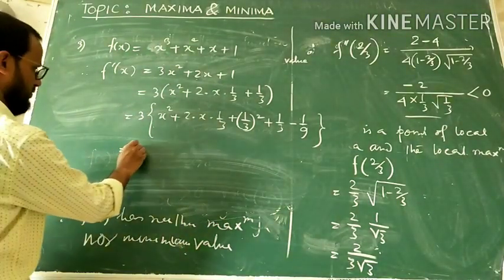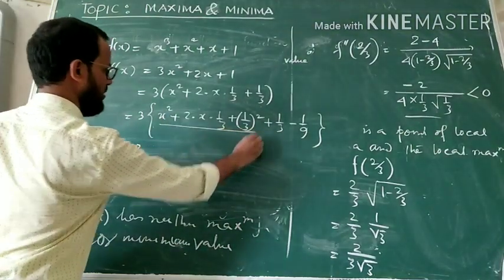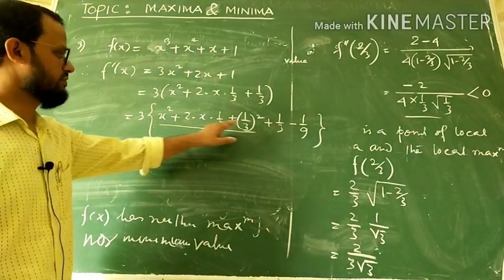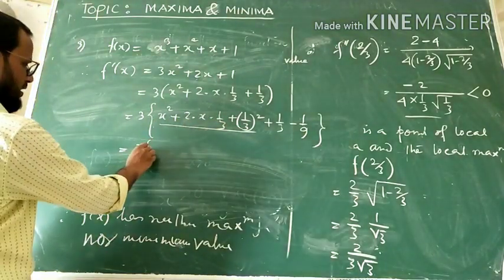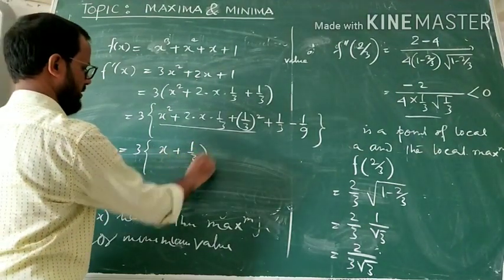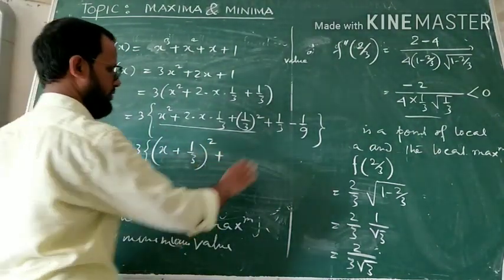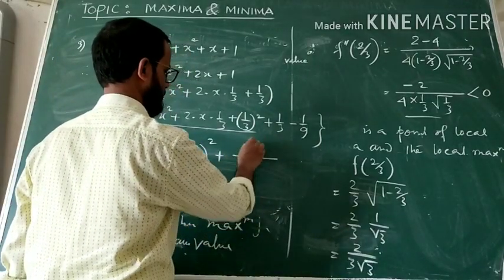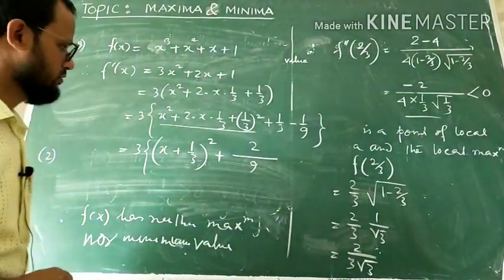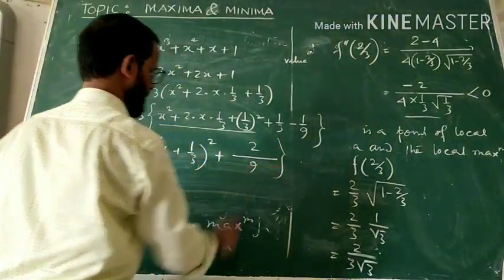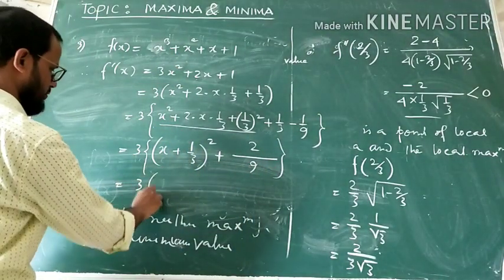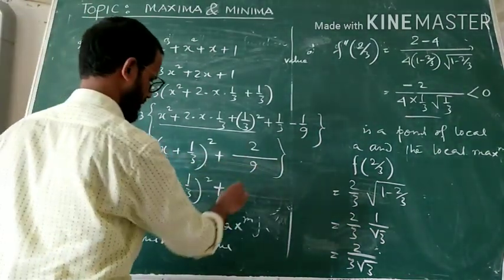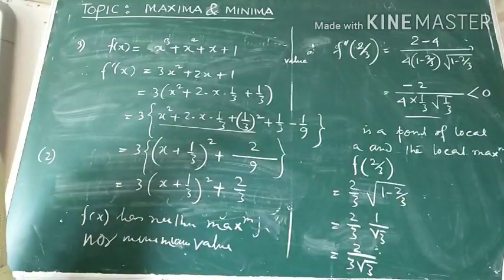Finally, from here to here, you can say that x plus a whole square is x square plus twice ab plus b square, that is a plus b whole square. So x plus 1 by 3 whole square. And if you calculate 1 by 3 minus 1 by 9, the LCM is 9, so it is 2 by 9. It can be written as 3 into x plus 1 by 3 whole square plus, if this 3 is included, 2 by 3. Right?